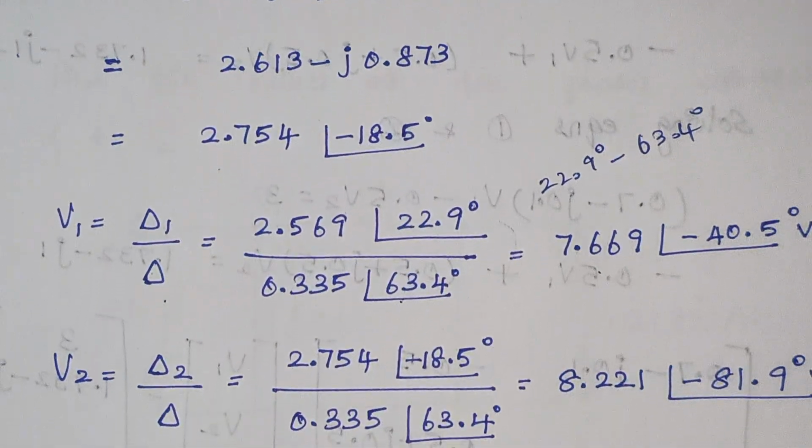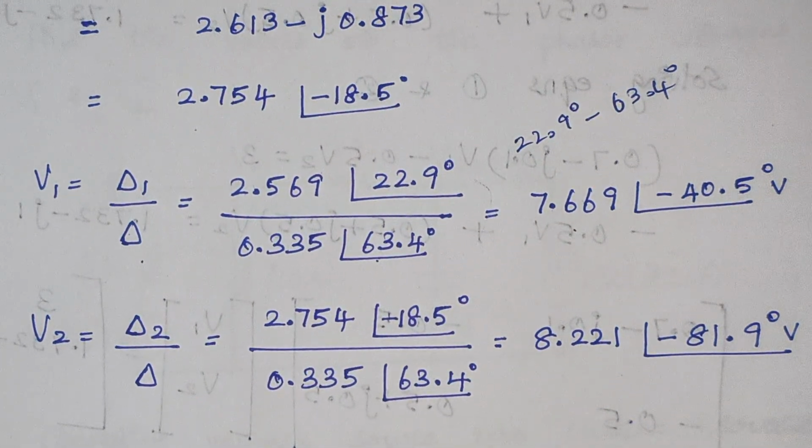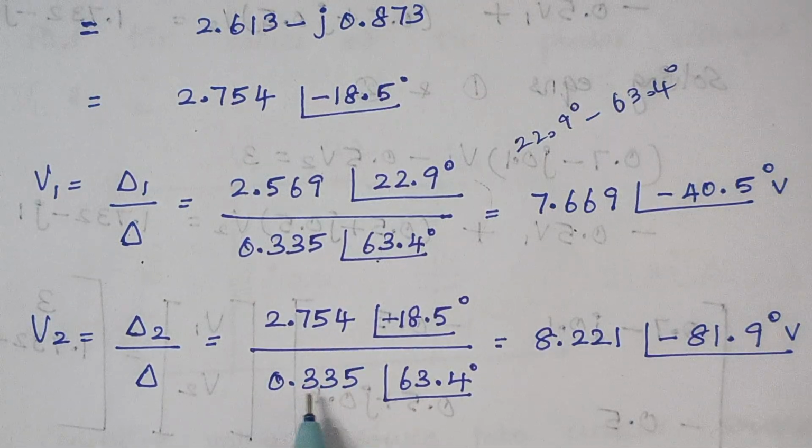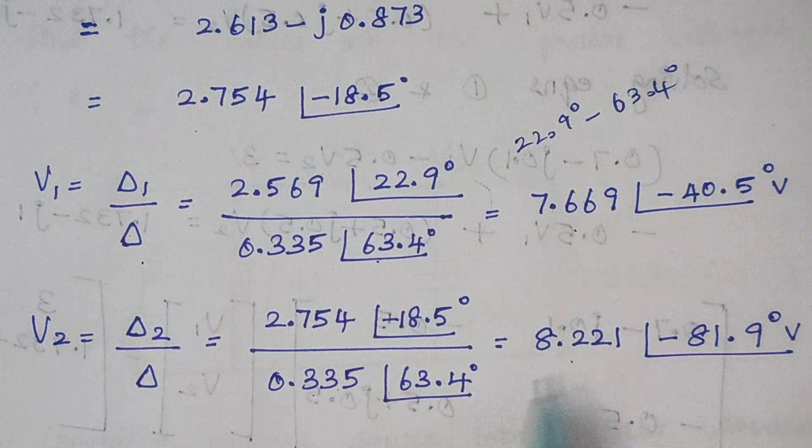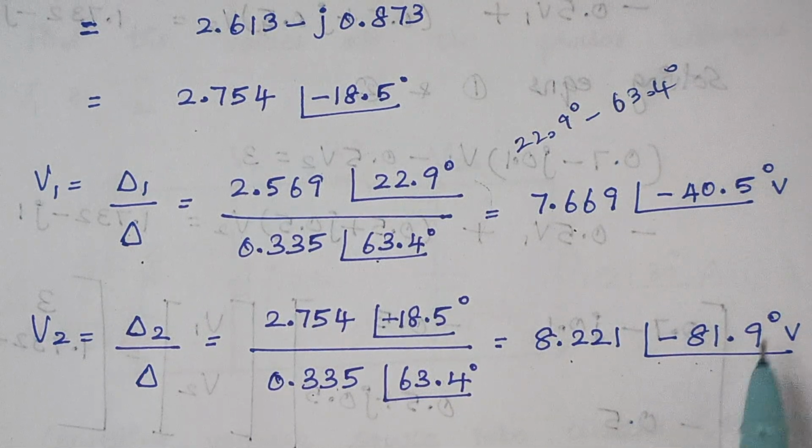And how to find V2? V2 is given by del 2 by del. Again, we know the values of del 2 and del. Here again the same thing. When you divide 2.754 by 0.335, this gives the answer 8.221. And again the same thing, when you move this 63.4 angle to the numerator, this plus angle becomes minus. So minus 18.5 minus 63.4 gives the answer as minus 81.9 degrees volt. Right. So finally we have calculated the values of V1 and V2 using nodal analysis.